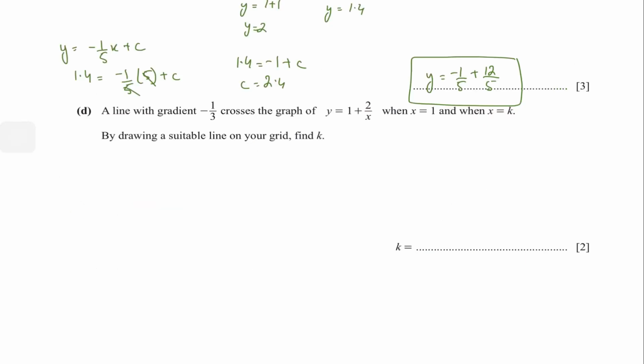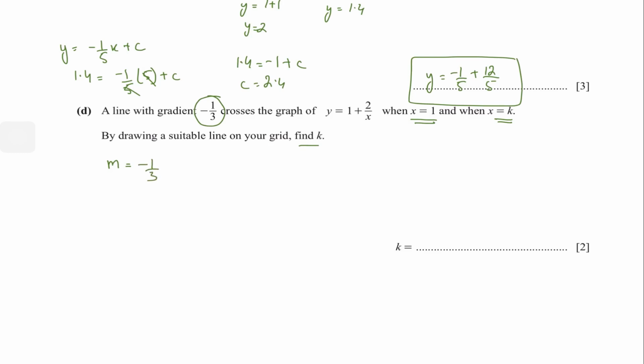Okay, now in part D we have to draw a line with gradient minus 1 over 3, and this line crosses the graph of y equals 1 plus 2 upon x when x equals 1 and x equals k. By drawing a suitable line we have to figure out the value of k. In order to plot a line we need a gradient, which is what we have, and we need a point through which the line is passing.